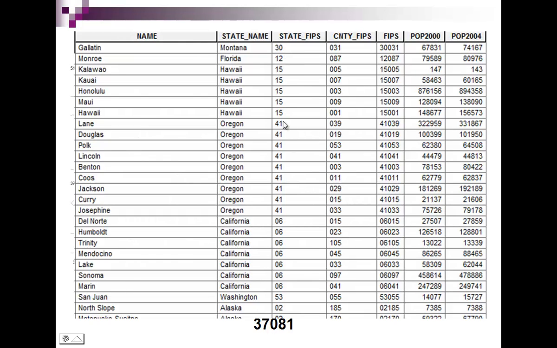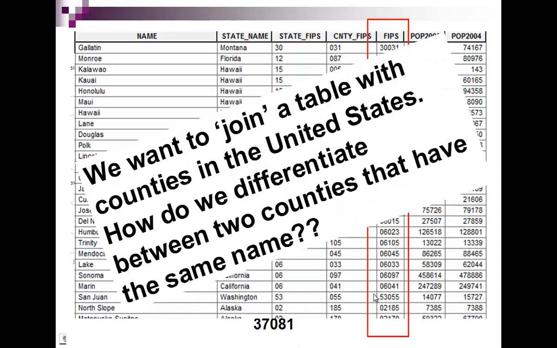So you can see what we have here. I've just kind of listed some. We've got Hawaii, Montana, California, Washington, Alaska. Alaska doesn't have counties. I believe they're called boroughs. And actually, our FIPS codes go up to about 55. So we include the U.S. Virgin Islands, Guam, Northern Mariana Islands, Puerto Rico, and Washington, D.C. So you can see our FIPS code there. Typically, we want to join a table with the U.S. How do we differentiate between two counties that have the same name?